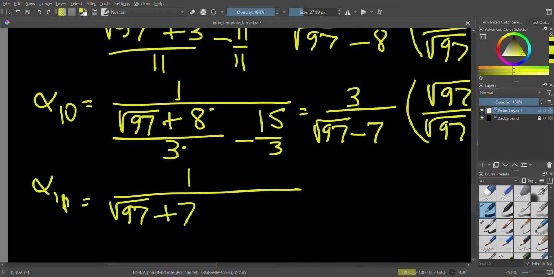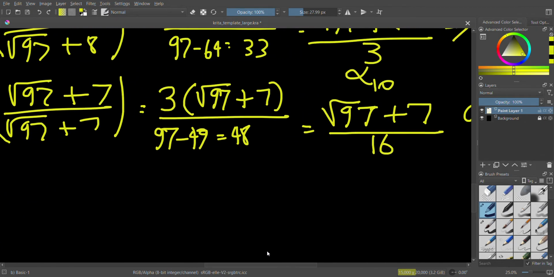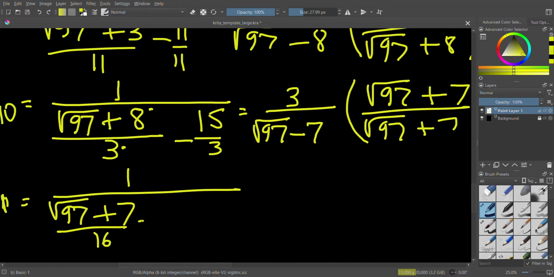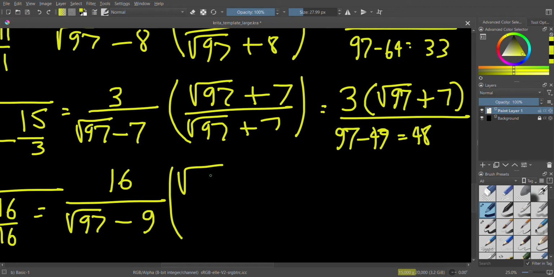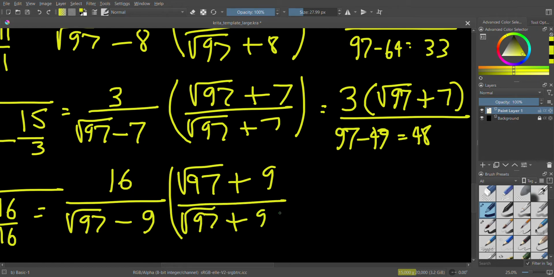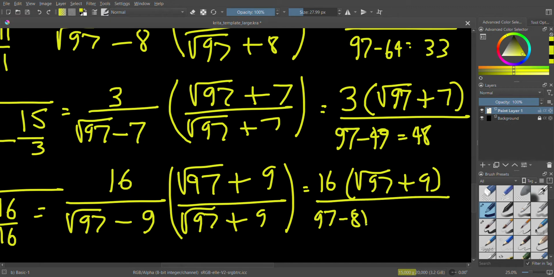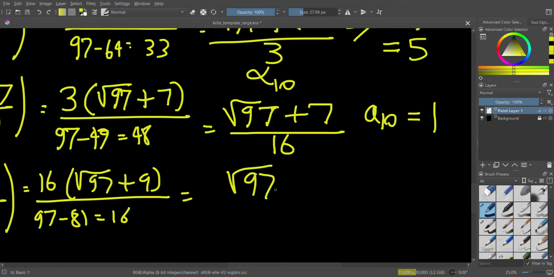So alpha sub 11 is square root of 97 plus 7 over 16, right? Is that what we did? 7, 16? Yeah. And the a10 was 1. So this is minus 16 over 16, which equals 9. We're doing 97 plus 9. This is a conjugate. And this is 16 times square root of 97 plus 9 divided by 97 minus 81 equals 16. And so this is square root of 97 plus 9. And that's a big one, friends, because that is like 9 plus 9, which is 18. So a sub 11 is 18.